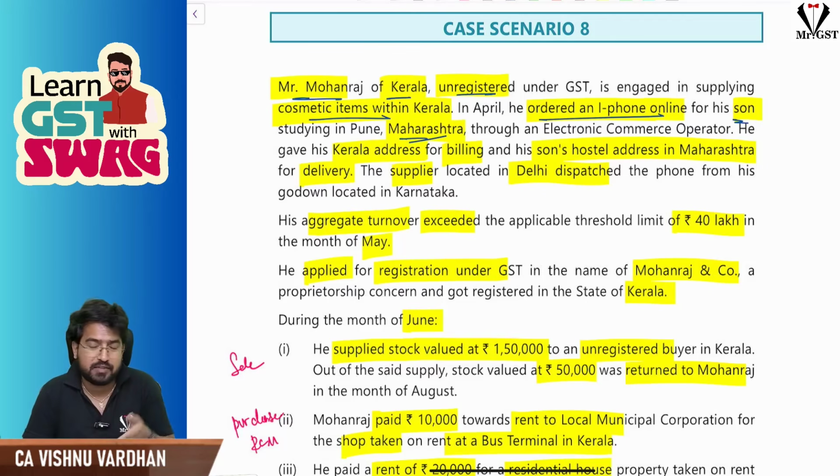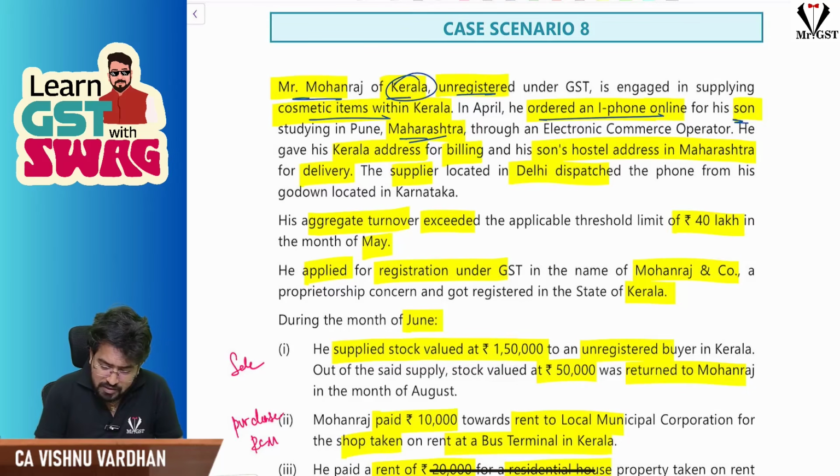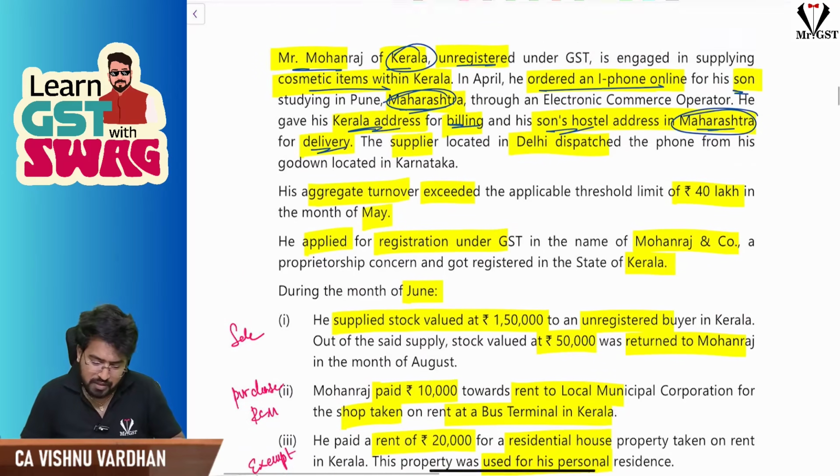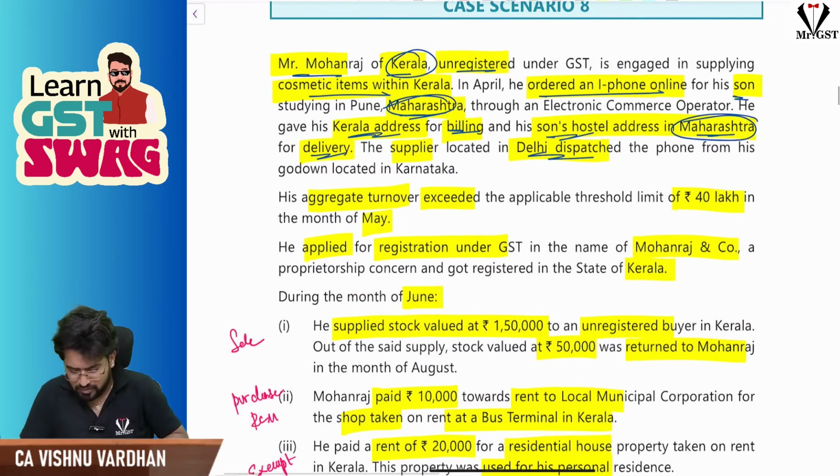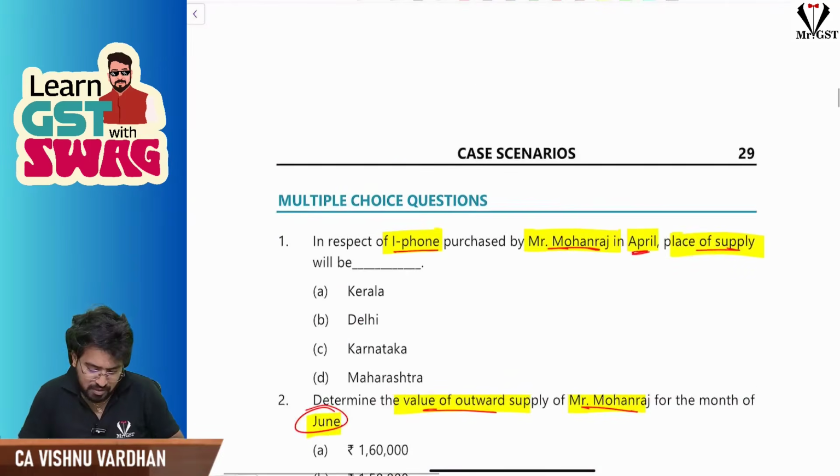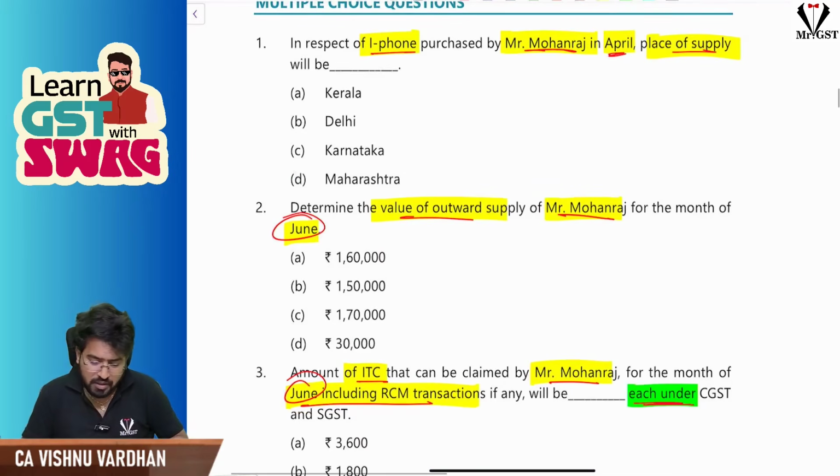So billing address, purchase of goods by an unregistered person through e-commerce operator, billing address and shipping address are different. So shipping address will be the place of supply. So this fellow is from Kerala and son is in Maharashtra. So Kerala address is billing address, son's hostel address is shipping address. So place of supply is Maharashtra. Simple. Supplier is located in Delhi. All these things are not relevant for us. Provision, you know, obviously billing address, shipping address different, e-commerce operator, unregistered person. Shipping address will be the place of supply.